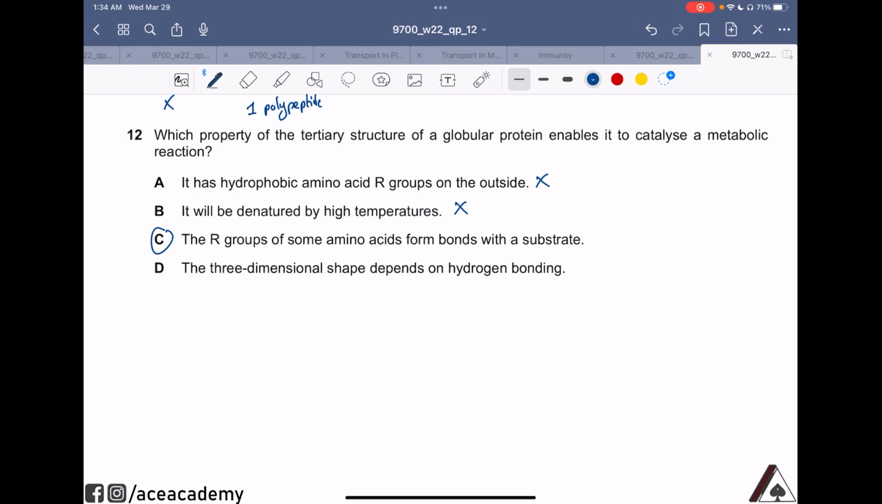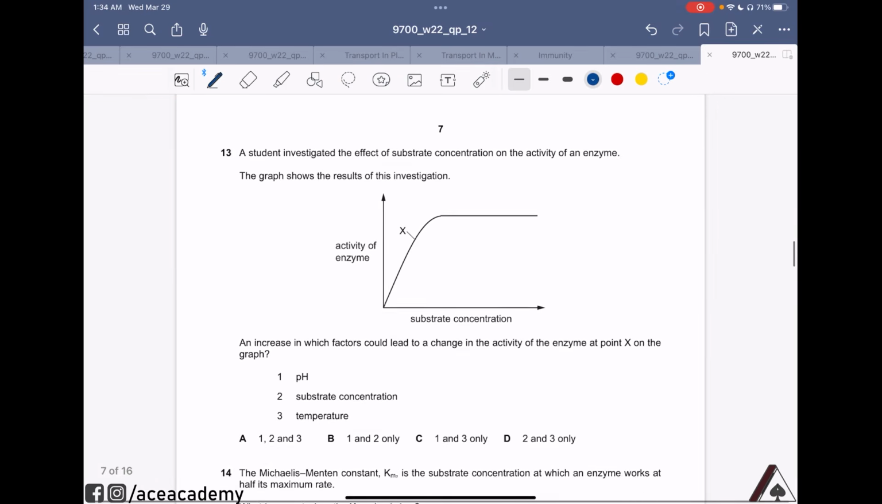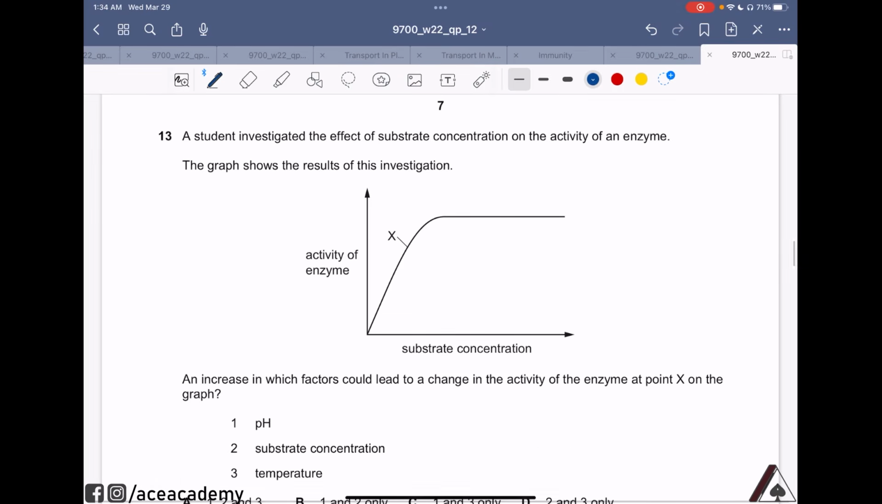So C is correct. The three-dimensional structure, the shape depends on hydrogen bonding. Well, this is correct, but how does this enable it to catalyze a metabolic reaction? It is not explaining this. Okay, so D is incorrect. Thus, let's move on to question number 13.